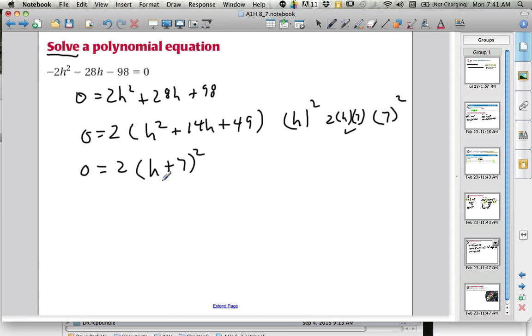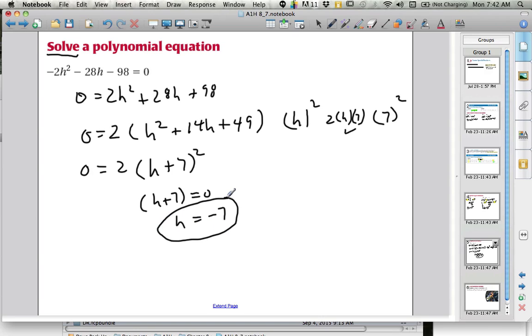Okay, now if I want to solve this, notice the key difference here is they asked me to solve it. I want to find the values of h that will make this equal 0. Well, 2's never going to equal 0, so it's not part of this. But h plus 7, if I set that equal to 0, h will be equal to -7.